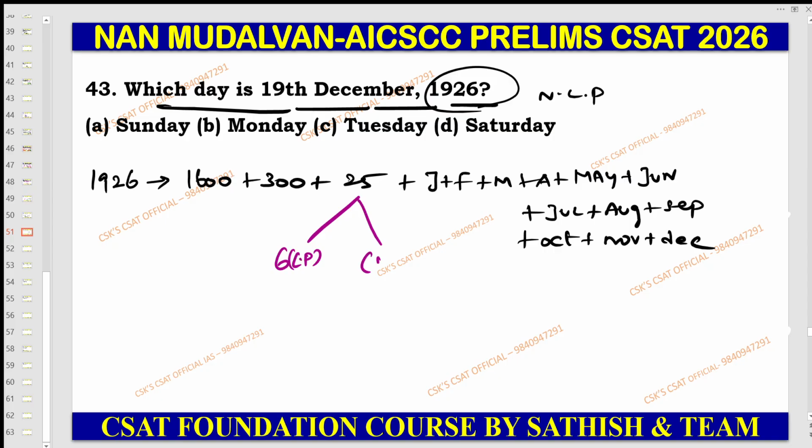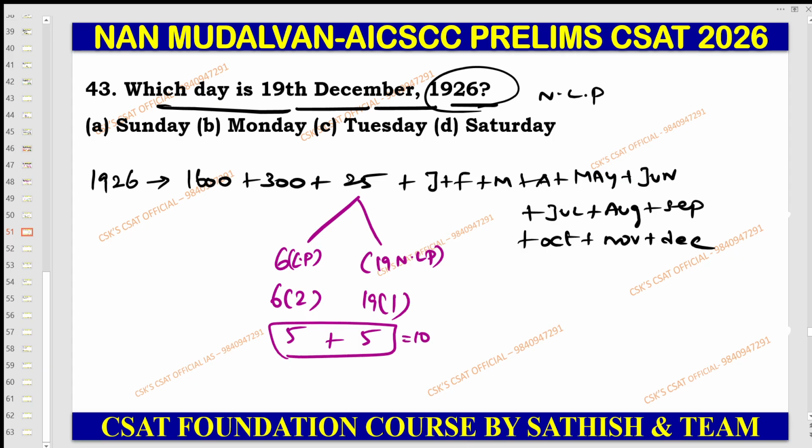Here 6 leap years means 19 non-leap years. Now focus. I am focusing the odd days in this color. 6 into 2, 19 into 1, that makes 12. Focus with the odd number concept. 12 is greater than 7, so divide with 7, giving 5. 19 divided by 7, 14 goes, giving 5. So 5 plus 5 becomes 10 here. Understood? I am focusing only with this 25.